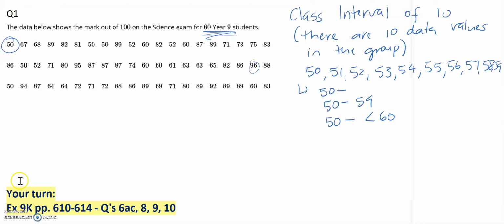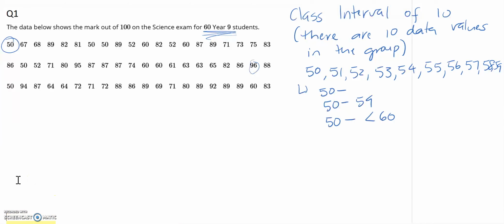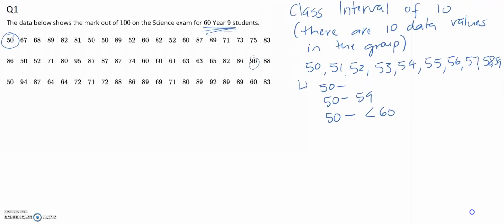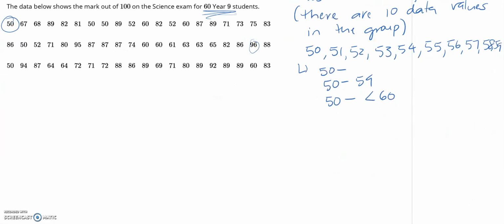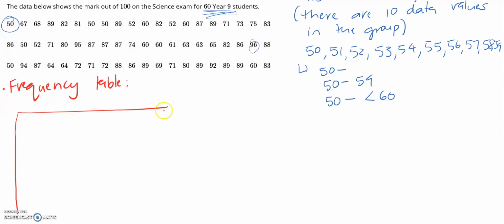Okay, so once we get that, what we do is we create a table. Let's create our frequency table. Now this is called a frequency table. So the first thing we do is we create a frequency table. So that's point 1. And what we do, in the first column, we have our class intervals.